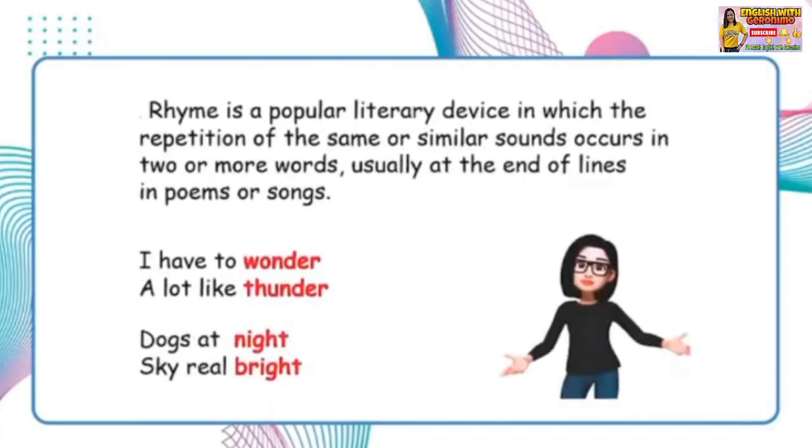Rhyme is a popular literary device in which the repetition of the same or similar sounds occurs in two or more words, usually at the end of lines in poems or songs. Let us take these examples. I have to wonder, a lot like thunder. What do you notice with the words wonder and thunder? Do these words rhyme? Yes, they do. What about dogs at night? Sky were bright. Night and bright are obviously rhyming words.